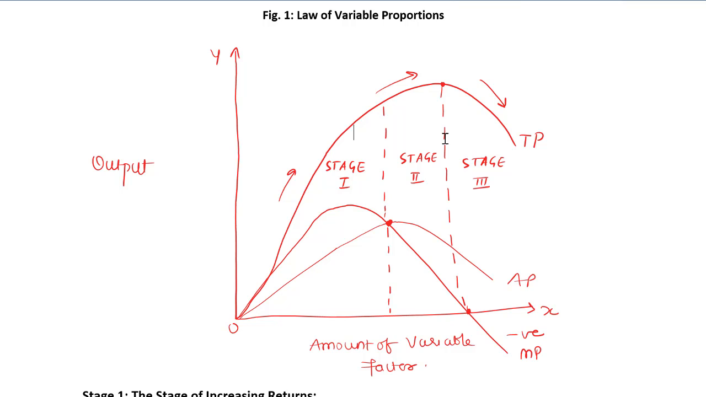In the first stage, the total product is increasing at an increasing rate. The marginal product is increasing and the average product is also increasing. In the beginning of stage 2, the marginal product and average product become equal, and marginal product cuts the average product from upward. In stage 3, when marginal product is negative, the total product is maximum. I believe you understood this.